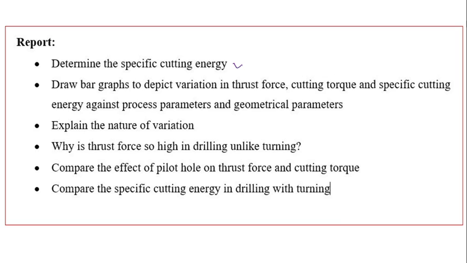You have to first determine the specific cutting energy. I'll explain how to do that. Draw bar graphs to depict the variation in thrust force, cutting torque and specific cutting energy with process parameter and geometric parameter. Explain the nature of variation. That means what is the effect of feed, speed and depth of cut, that is diameter.